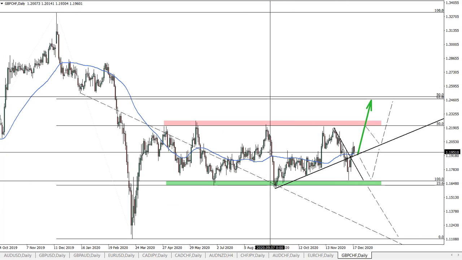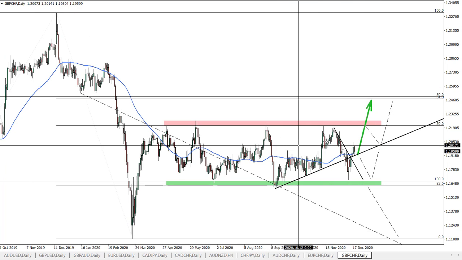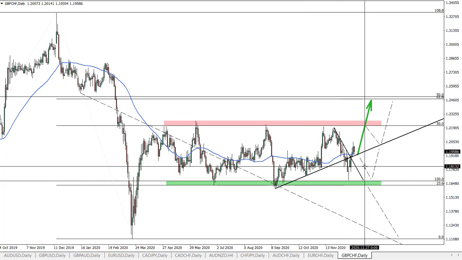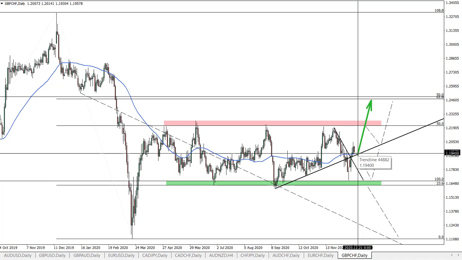So the same for the pound Swiss franc, because we just looked at the multiple Swiss franc pairs where they do suggest Swiss franc weakness along with the pound Swiss franc. So these are the analysis for today.